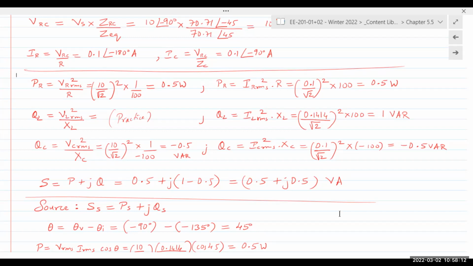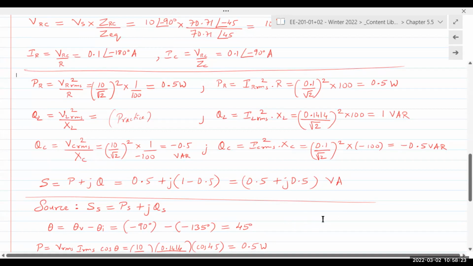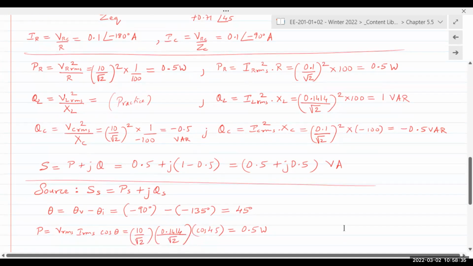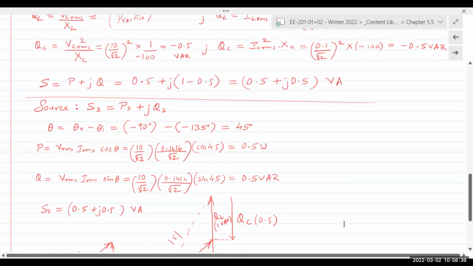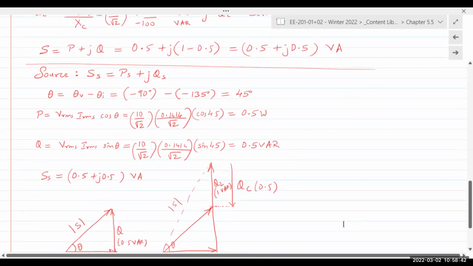This is the total power being supplied by the source. S is equal to P plus jQ. P is the resistive portion, Q is the inductive and the capacitive portion. Does that make sense? Total requirement of 1 VAR, half of it is being provided by the capacitor. And that is power factor correction, where a capacitor will supply certain VARs to reduce the total power requirement. Does the process make sense?